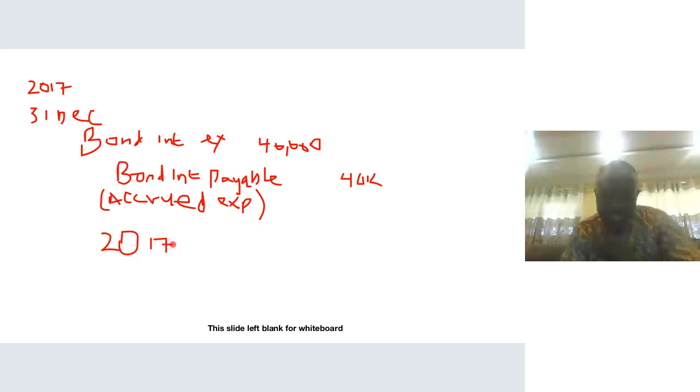If it is a 10-year bond, then for the expiry date you add 10 years to 2017. Remember this bond was issued in January 2017, so the expiry period of this bond will be 31st December 2026. If this bond was issued at par value, at the expiry date the amount we are expecting to be paid on 31st December 2026 will be the same amount, which is 800,000.